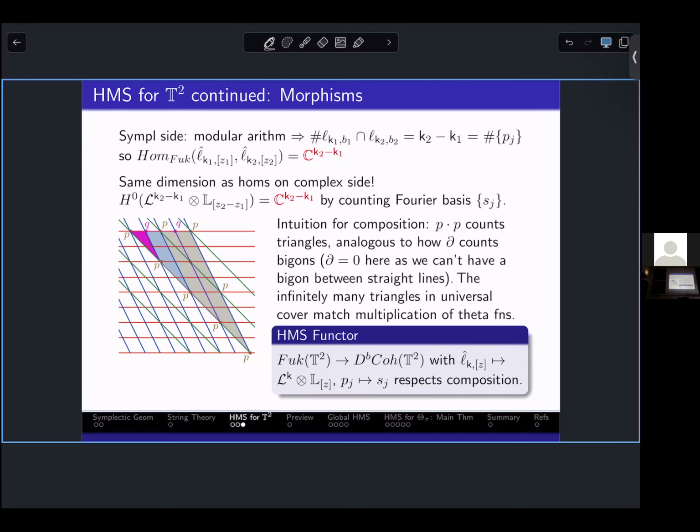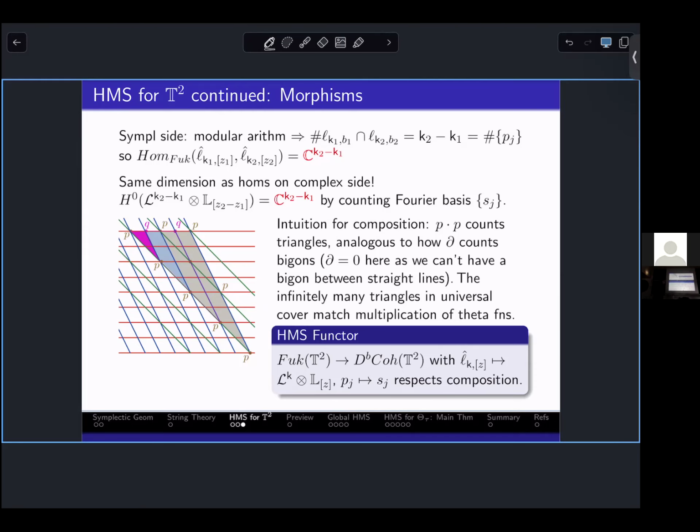So the differential is 0 here because we can't have a bigon between straight lines. The infinitely many triangles of increasing area in the universal cover of the T2 match the multiplication of theta functions. So the functor, Fukaya category to dB, slope k with shift z maps to degree k with shift z. This pj maps to this sj, and also respects composition.